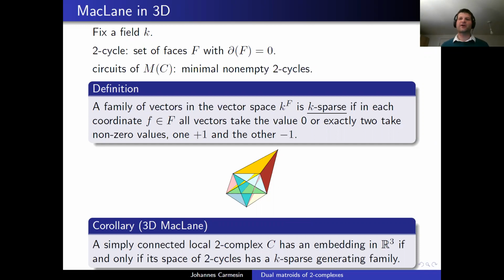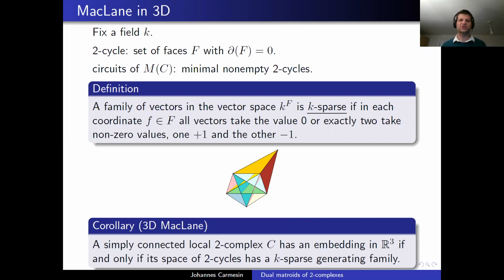And now you say that a family of vectors is sparse if in every coordinate either all but exactly two of them take the value 0, and one takes +1 and one takes -1, or all of them take the value 0 in that coordinate. Right, so that's just like you know it from MacLane's theorem in the plane. That's the definition of sparseness.